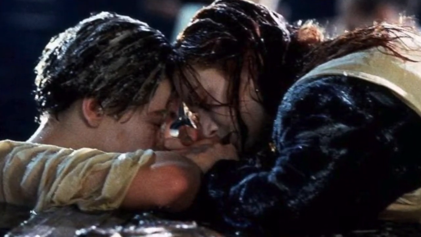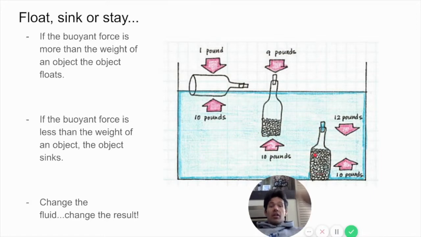Anyways. Then lastly, we have the 12-pound object. The 12-pound object is pushing down with 12 pounds of force. The water is only pushing up with 10. Therefore, the object will sink. So objects can either float, sink, or kind of stay the same. And depending on the fluid you use, you can change the result. Like if I drop an object into one fluid, it may float, versus another one, it may sink. You can try that at home.